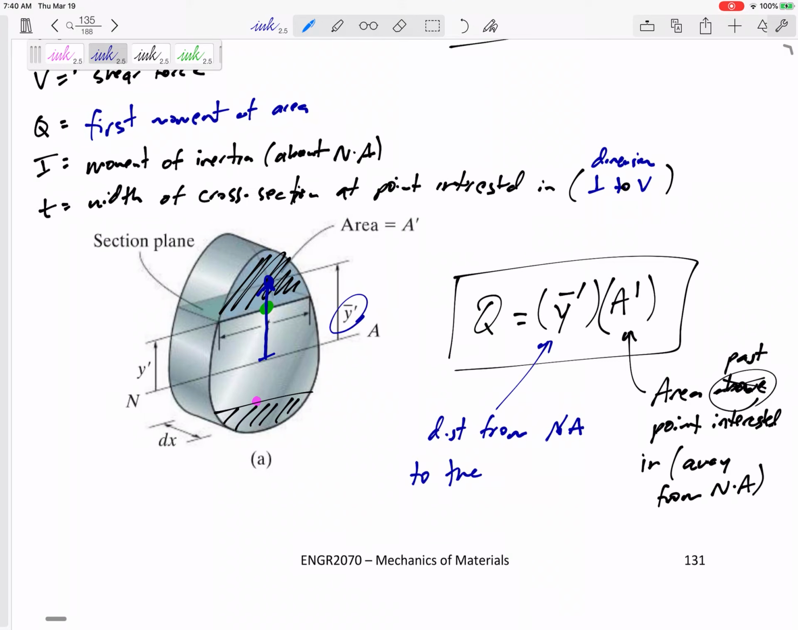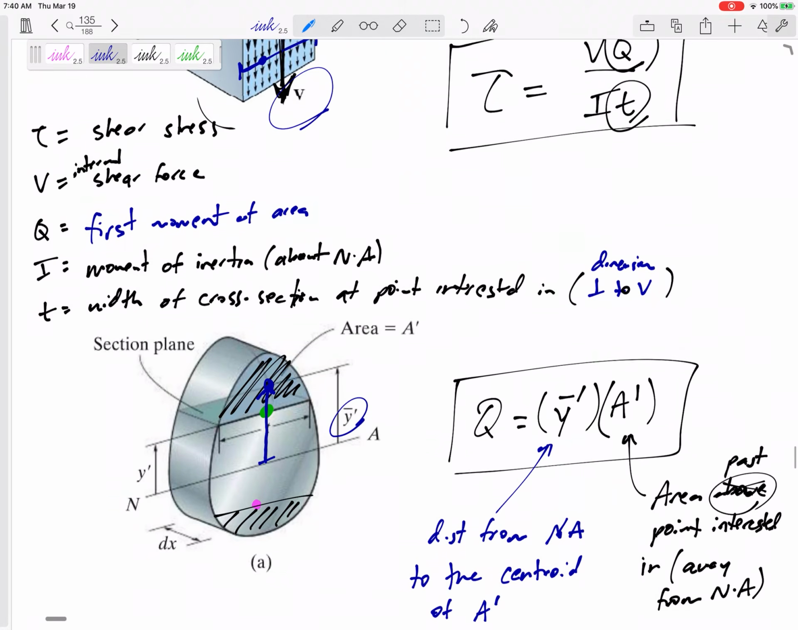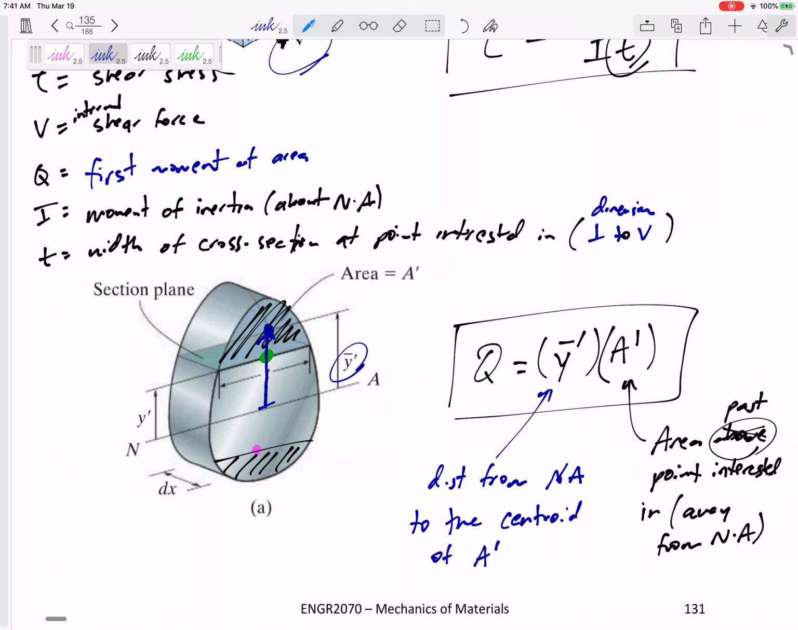All right, it's the distance from the neutral axis to the centroid of A prime. We'll get some practice on that. A prime, I think, makes sense. It's the area away, every area past the point you're interested in. Y bar prime is not the distance to the point you're interested in. It's the distance past the point you're interested in to the centroid of the area A prime.